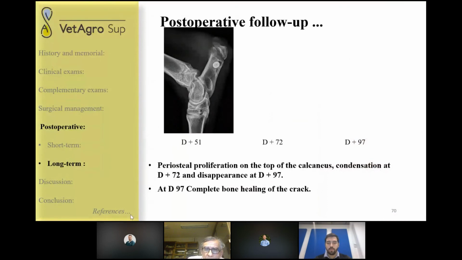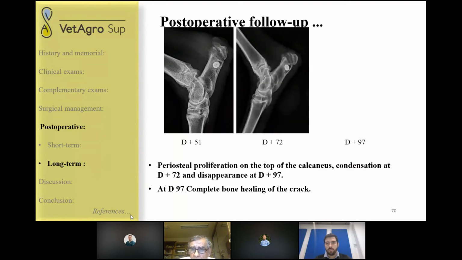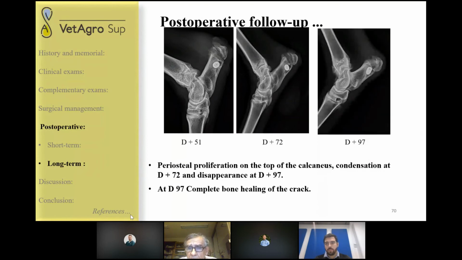Next slide. On this picture at D51, we have a small periosteal proliferation of the top of the calcaneus, and at day 72, we had a resorption and condensation of this proliferation, and at day 97, we have totally bone healing of the crack, and no more periosteal proliferation. And we didn't have infection at this time. At the beginning, we had a skin infection, but not deep. Next slide, please.